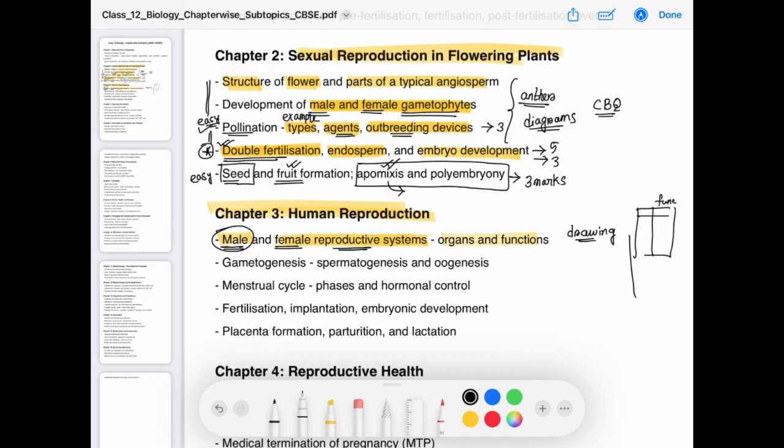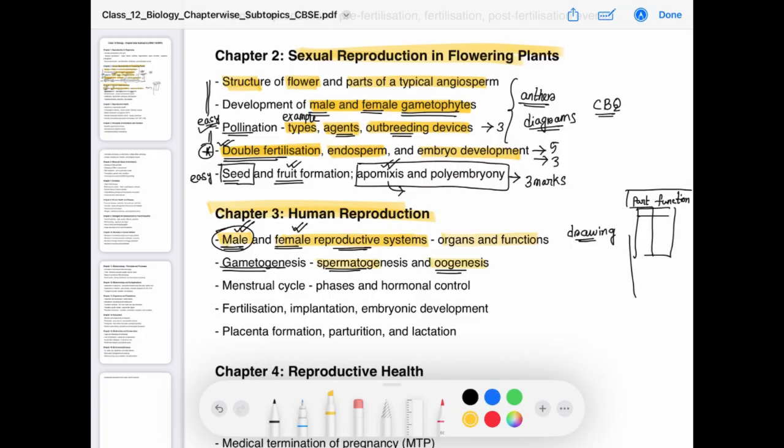You can divide each part and function like this. If you prepare one sheet for male and another sheet for female, you can study this easily. Then you have to understand gametogenesis. In gametogenesis, there is spermatogenesis and there is oogenesis. So you have to practice the drawing of both, the flow diagram of both of these two.